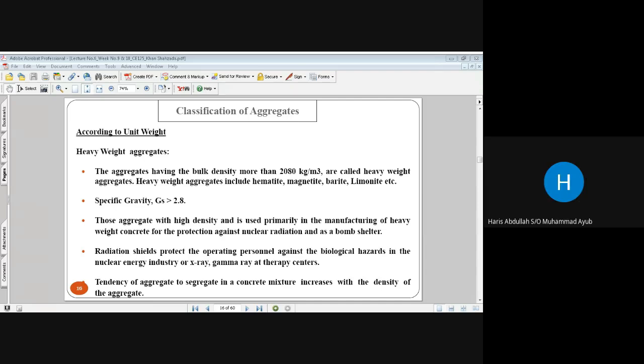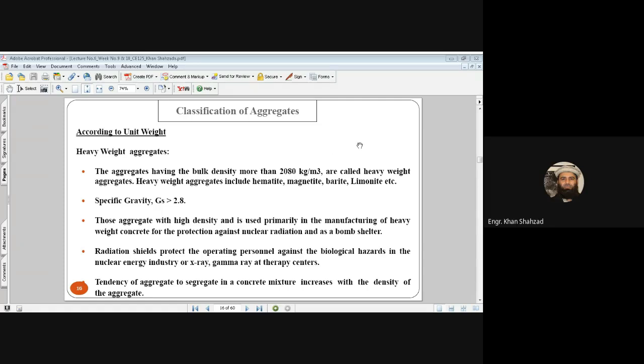Yes, sir. What is specific gravity? Specific gravity, sir, is a dimensionless quantity, or the ratio of the density of a substance to the density of water at a specified temperature, sir. Okay, good. Well done.